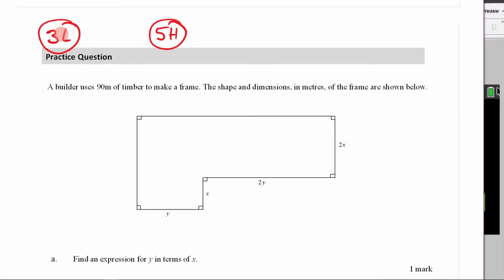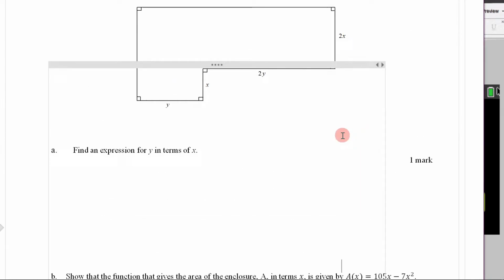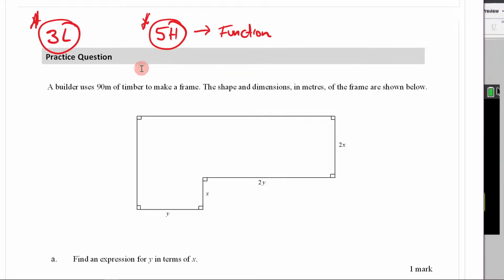So it's quadratic modeling again. The only difference now is that they're also going to incorporate some function notation in it. It's pretty much identical. There's hardly any difference really between 3L and 5H. There's only very slight differences, and you can actually just see it right here. The only real difference is that we now can say A of X instead of just saying A.